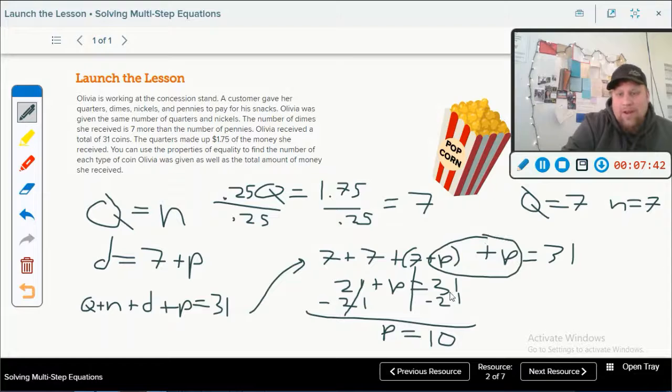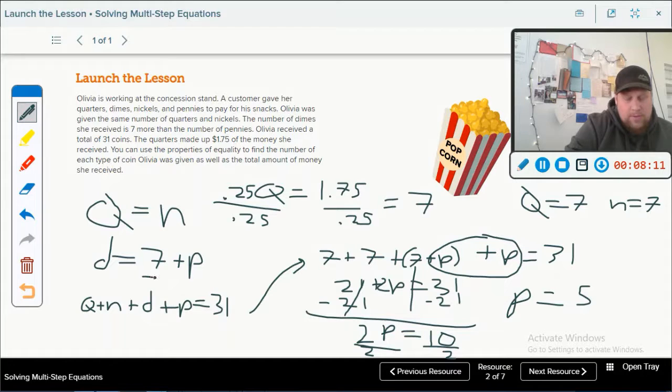Okay? So 2 pennies. So this should be 2 times the amount of pennies equals 10, which means divided by 2. Divided by 2. I thought the number was a little high. And we get that pennies equals 5. Now, if pennies equals 5, I know that dimes equals 7 plus pennies. So what's 7 plus 5? Doesn't that equal 12?